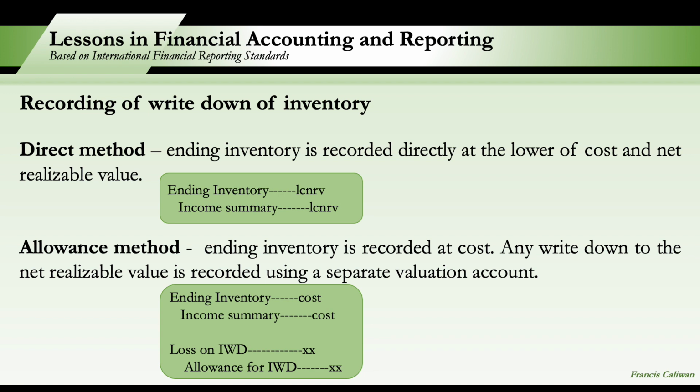And now for the allowance method, ending inventory is recorded at cost. So cost muna. And then we record write down using a separate valuation account, which is our allowance for inventory write down account. Okay, so again, for allowance method, inventories are recorded at cost. And then if NRV is lower than the cost, we record the write down using a separate valuation account, which is the allowance for inventory write down account.